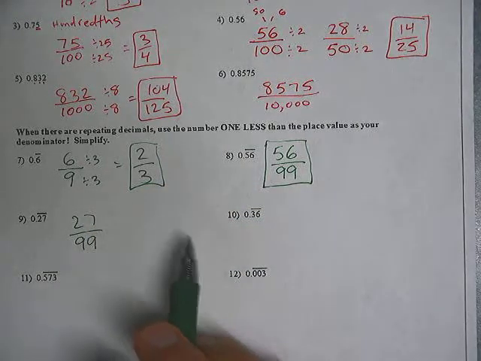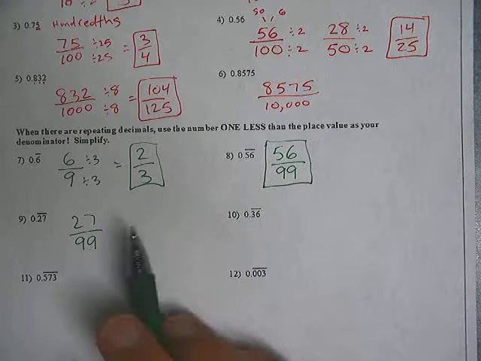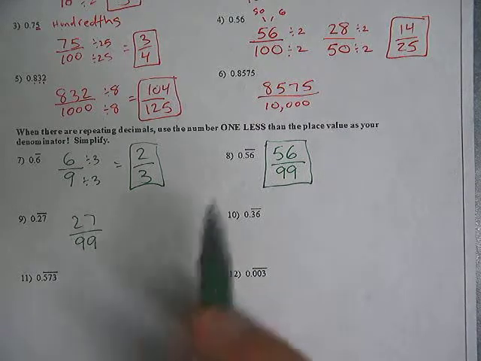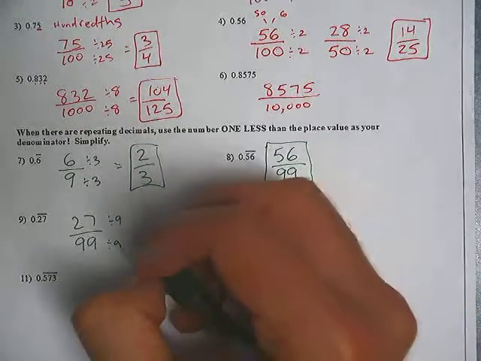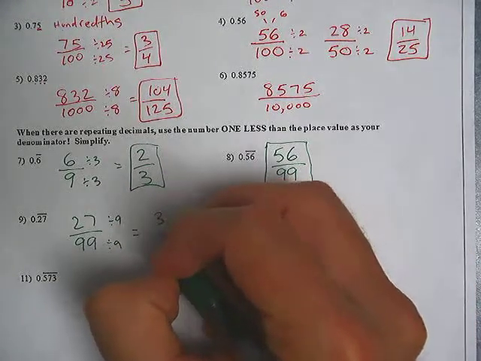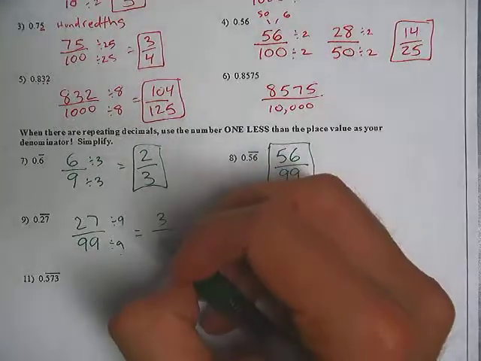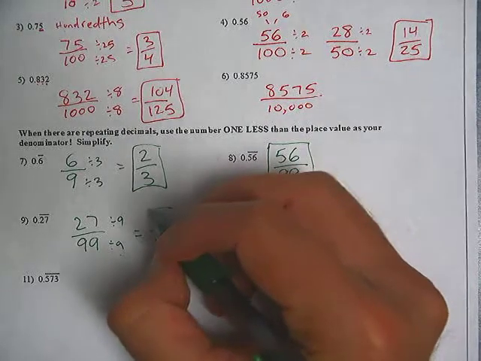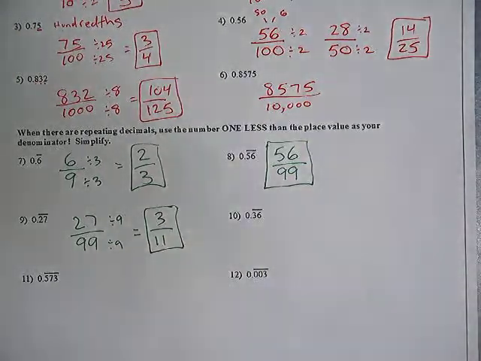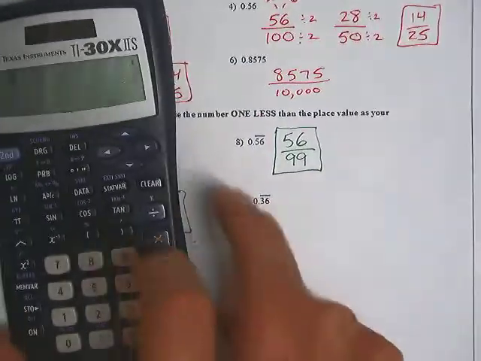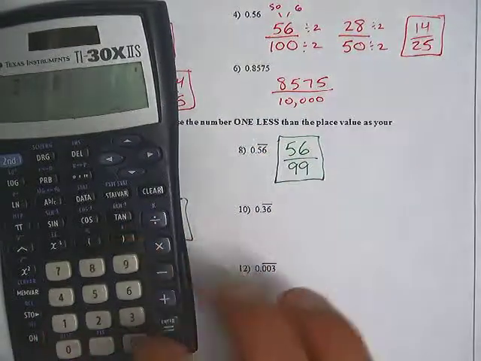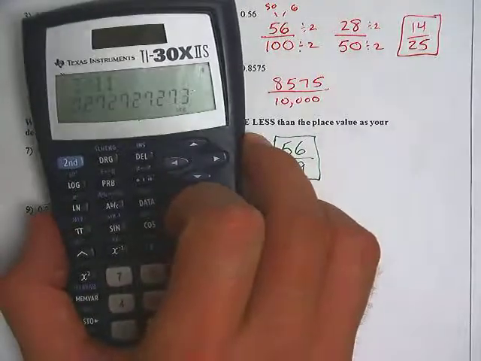So if I come to number 9, same idea, right? This is hundredths, 2 spots, 2 decimal spots. So I'm going to do 27 over 1 less than 100, 99. Now this one, you can simplify. 27 and 99, you could go by 3. The best number is going to be 9. So 27 divided by 9 is 3, and 99 divided by 9 is 11.